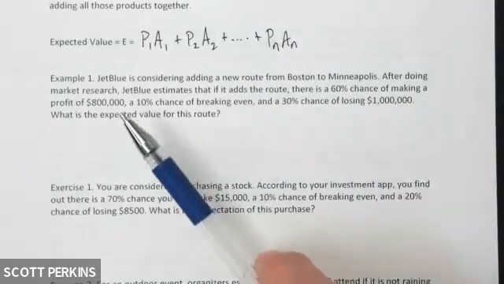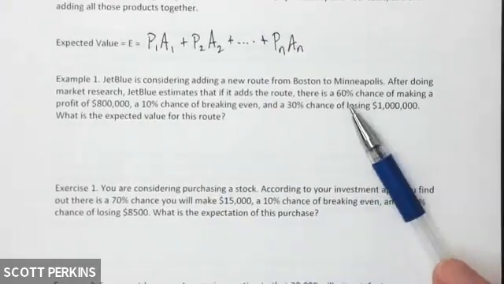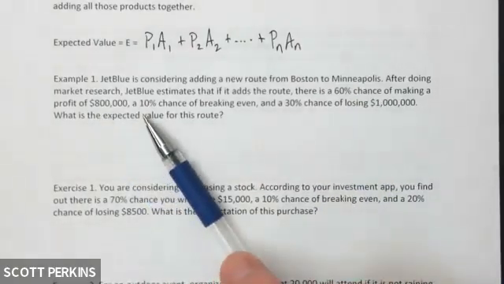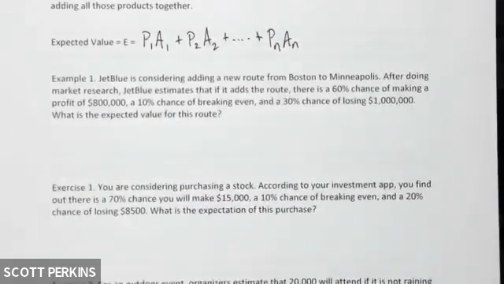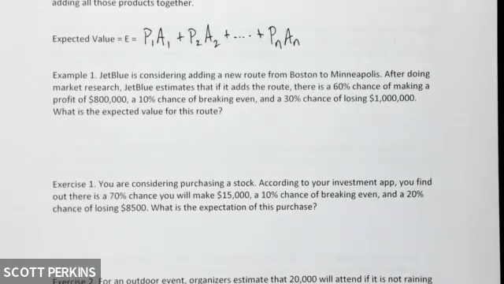So after they've done their market research, JetBlue estimates that if it adds the route, there's a 60% chance it's going to make a profit of $800,000. There's a 10% chance that it'll break even, and there's a 30% chance that they'll lose $1 million. Everything's a risk. So what's the expected value to them as a company if they add this route?